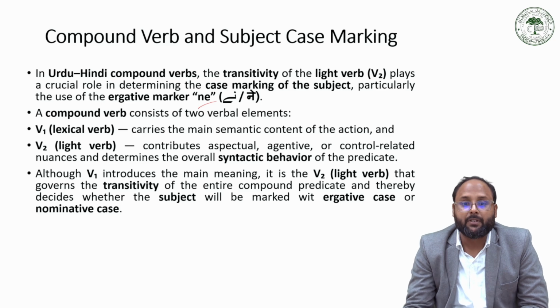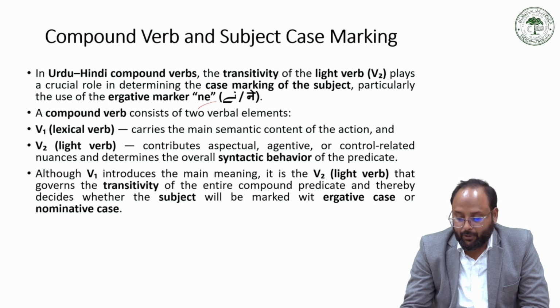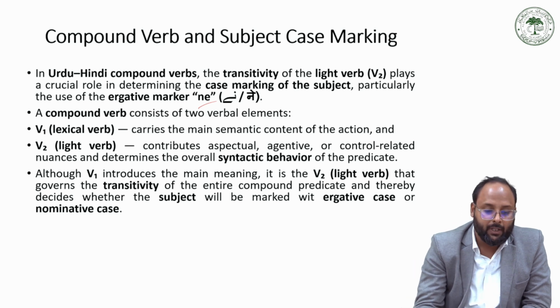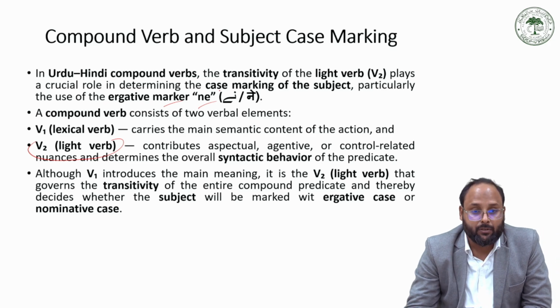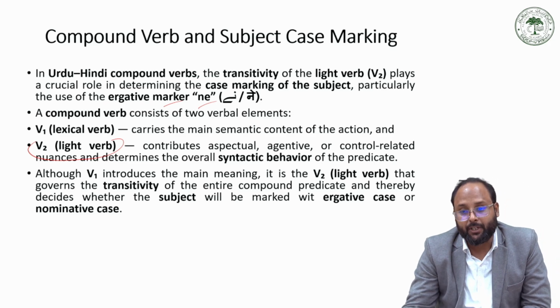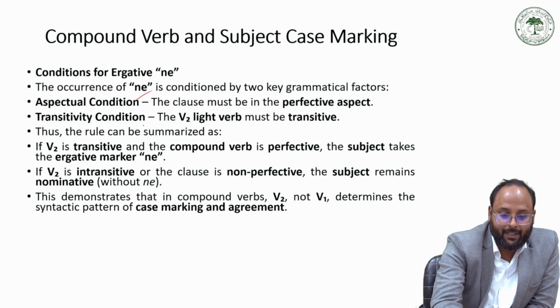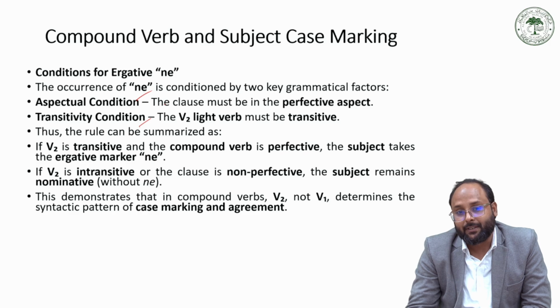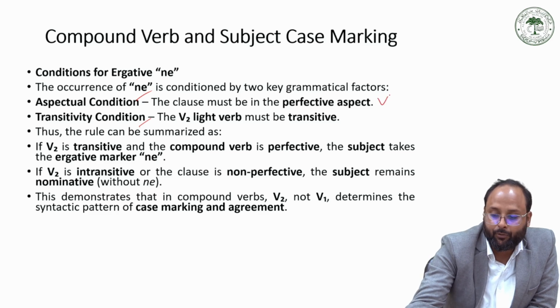So a compound verb consists of two verbals, either lexical one or lexical two, which we have discussed. So the V2 has a crucial role in the assignment of the ergative ne, or the direct subject without ne, that is the nominative case. So there are two conditions for the ergative ne: one is the aspectual condition and the other is the transitivity condition. And both things depend on the V2 only.